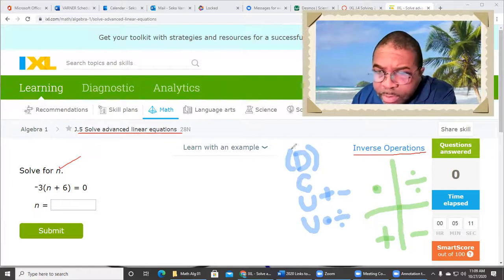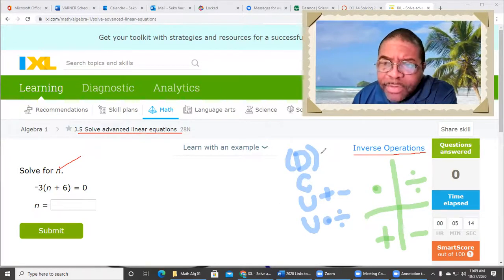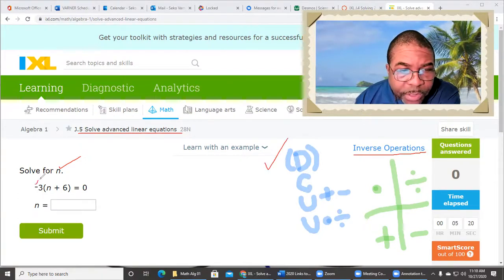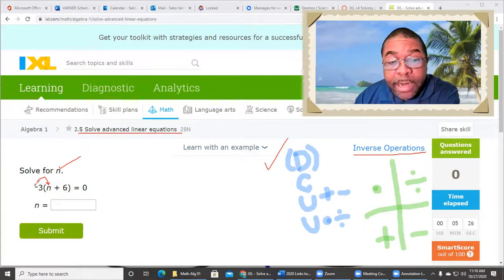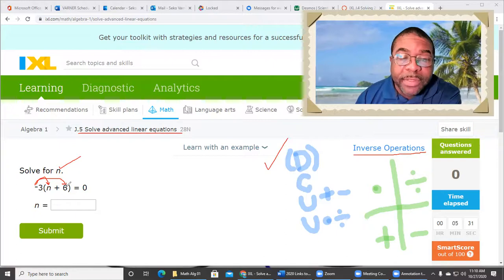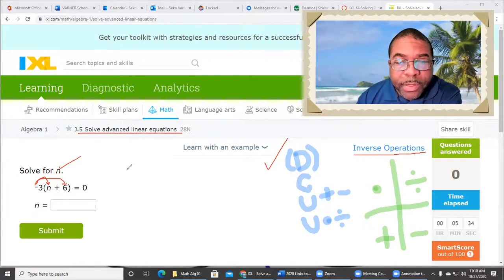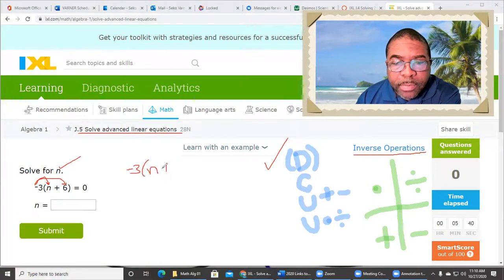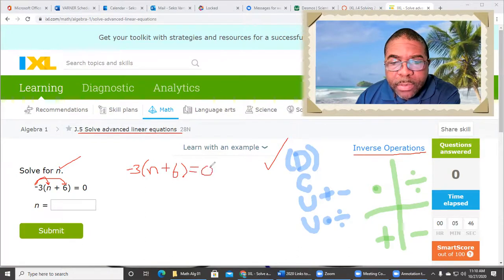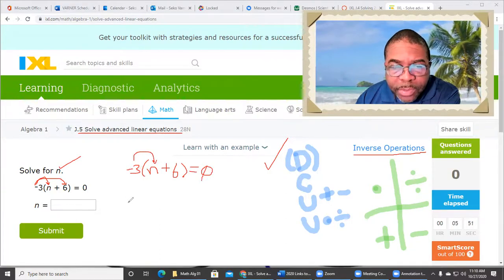I'm going to start with, I see parentheses, so I have to distribute. I'm going to distribute negative 3 times n, and I'm also going to distribute negative 3 times positive 6. So let me put that over here. Negative 3 times n plus 6 equals 0.